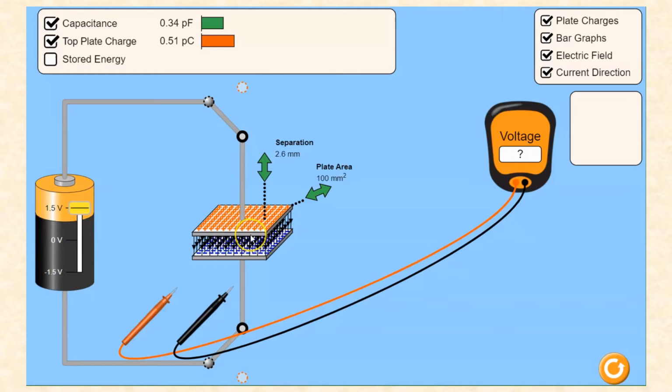So when we increase the capacitance for this parallel plate capacitor by bringing the plates closer together, we are also increasing the electric field in between those plates as we increase the amount of charge that can be stored on each of those plates.